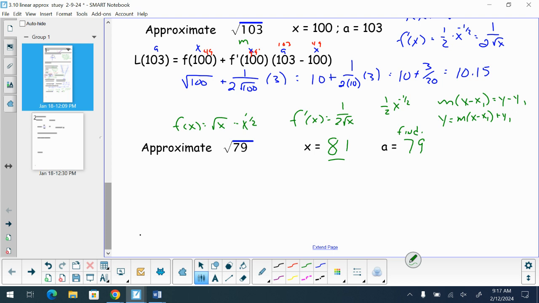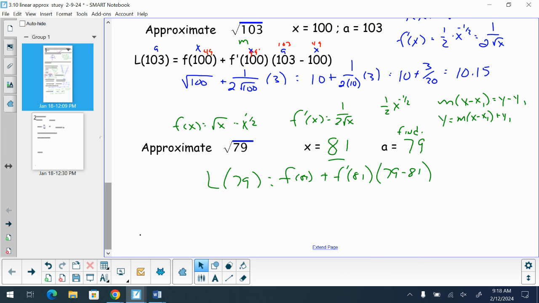All right, so our value of 79 is our function value at our perfect square. So we have f of square root of 81 plus f prime at 81. And then we have 79 minus 81. That's our two x values that we're dealing with here. Go ahead and simplify and find an approximation.